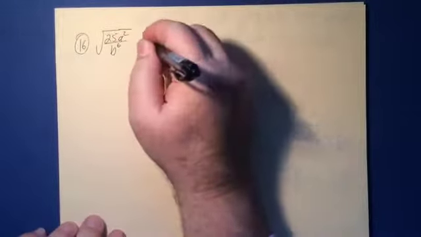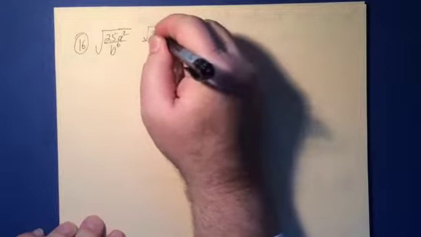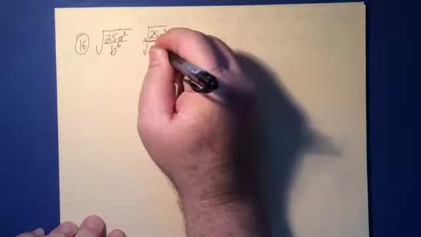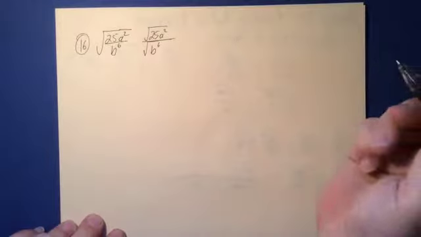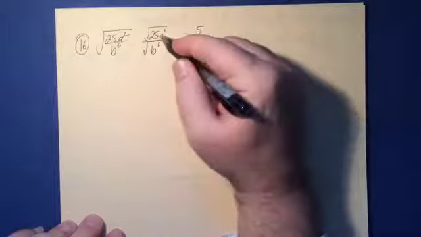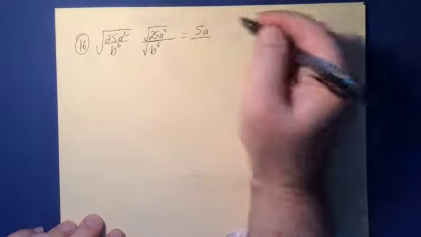Well, I'm going to go ahead and just rewrite this as the square root of 25a to the 2nd divided by the square root of b to the 6th. So if I take the square root of 25, that's going to give me 5. The square root of a squared is going to give me a.